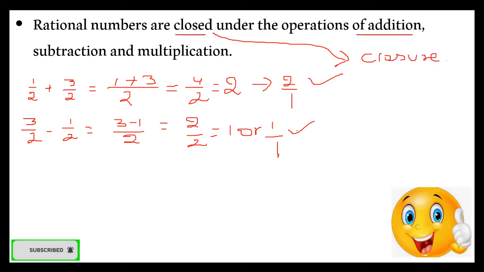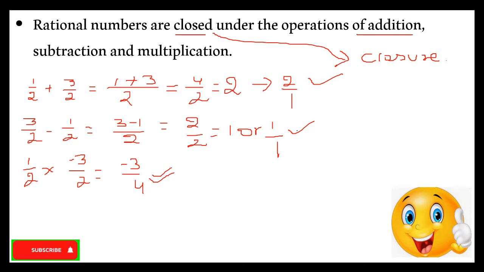Now what about the multiplication? If you multiply any two rational numbers of your choice, say 1 by 2 and minus 3 by 2, the result will be minus 3 upon 4, and this is a rational number. The ratio of two integers, in the form of p upon q or a upon b.